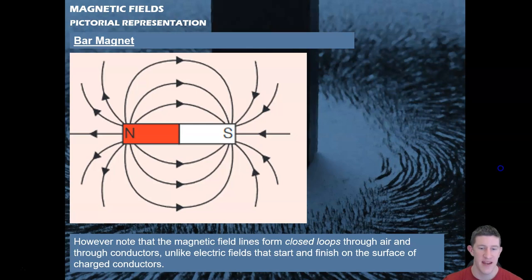Note that a magnetic field line forms closed loops through the air and through the conductors, unlike electric field lines that start and finish on the surface of charged conductors.